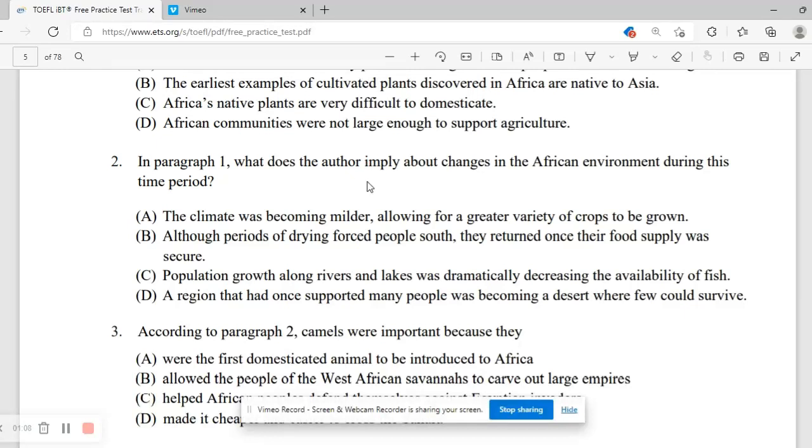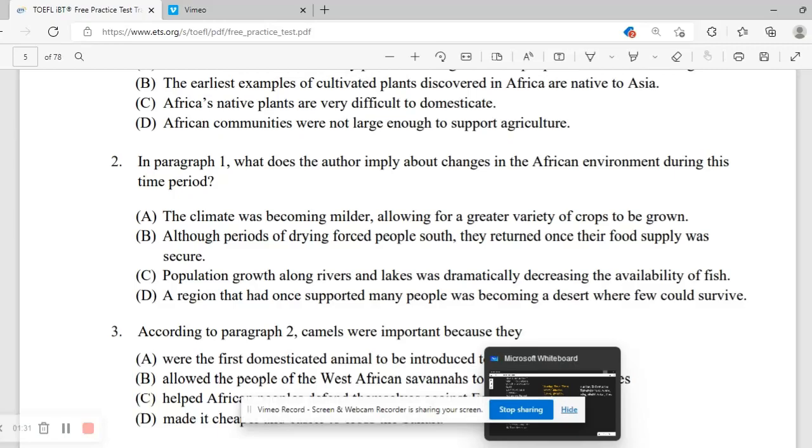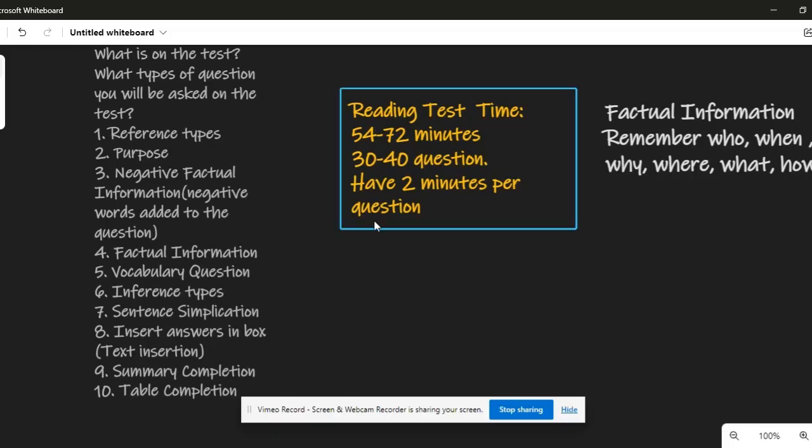So if you find the keyword "imply" or "implies" added to the question, that means it is not going to be a factual information question, even though it has started with a wh-word. Since it has the keyword implied, it's going to be an inference type question. So let me get back to the slide over here.